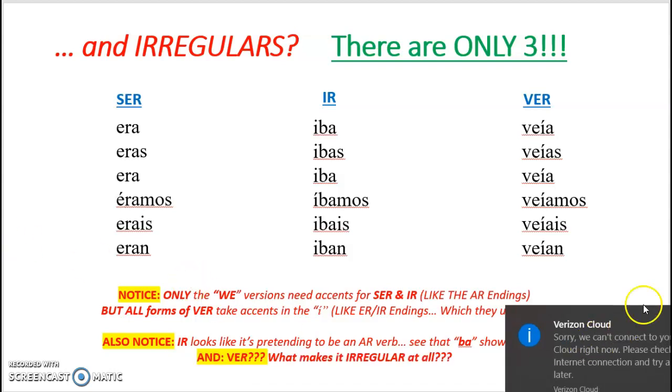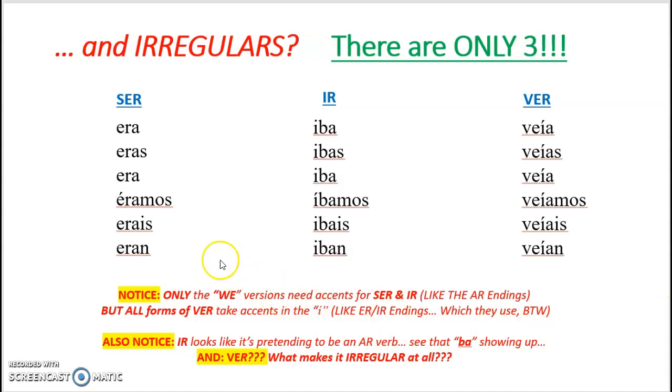Sorry for this notice popping up, guys. All right. And what about ver? Why is that irregular at all? Veía, veías, veía, veíamos, veíais, veían.